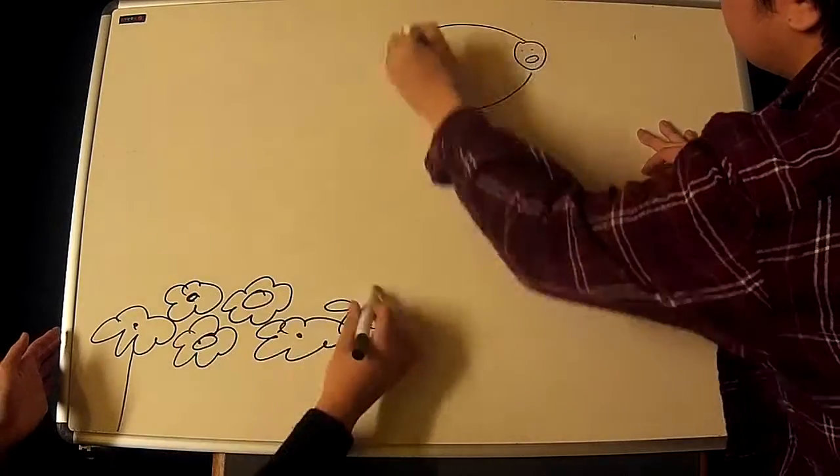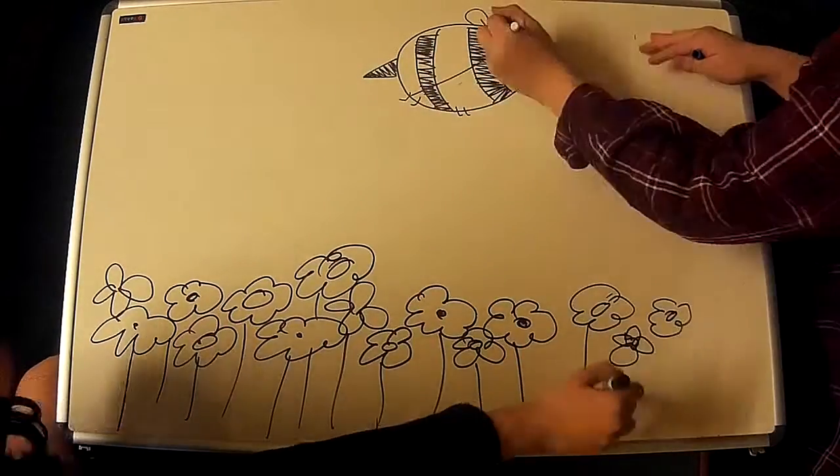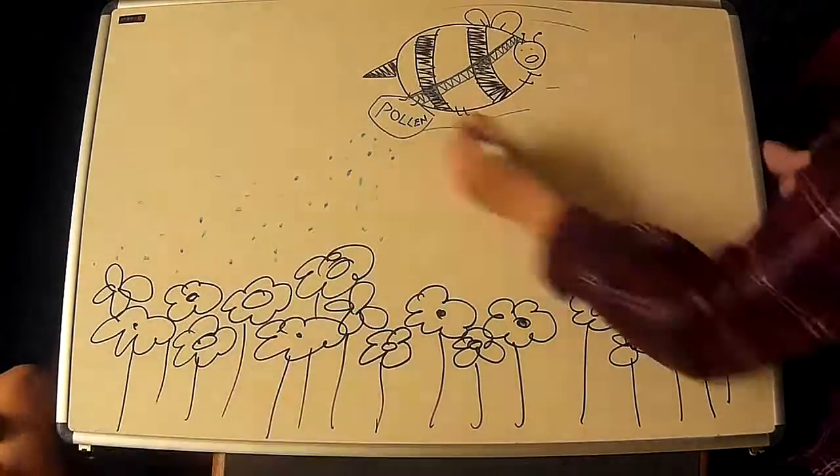In this instance, the bee helps the flower as it moves from one flower to the next in search for more pollen. And as it moves, it spreads the pollen amongst the flowers, leading to the creation of seeds through pollination.